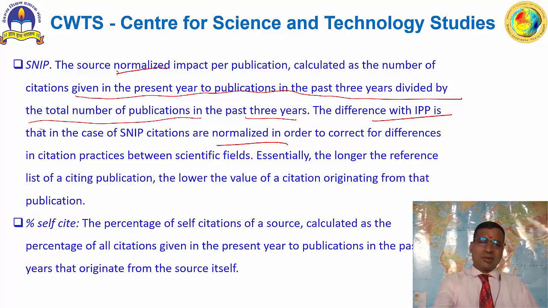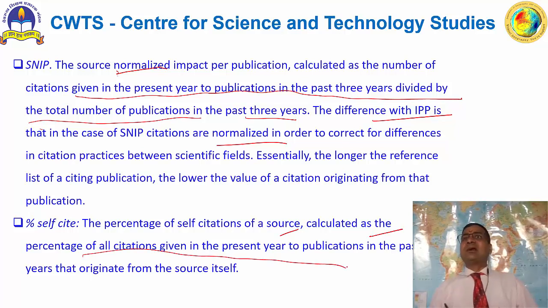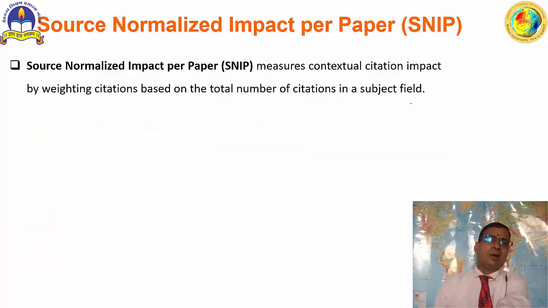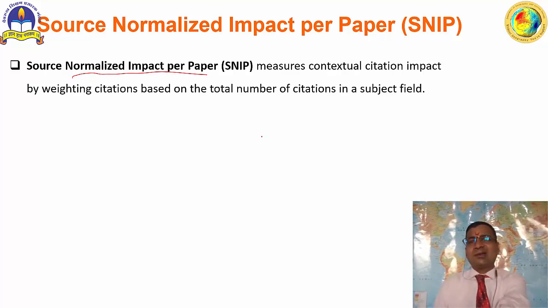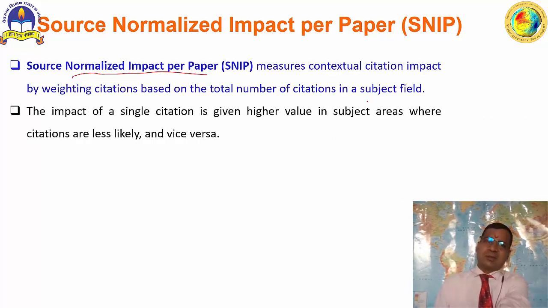Then percentage of self-citation: the percentage of self-citation of a source is calculated as the percentage of all citations given in the present year to publications in the past 3 years that originate from the source itself. SNIP stands for Source Normalized Impact per Paper, and it measures contextual citation impact by weighting citations based on the total number of citations in the subject field.